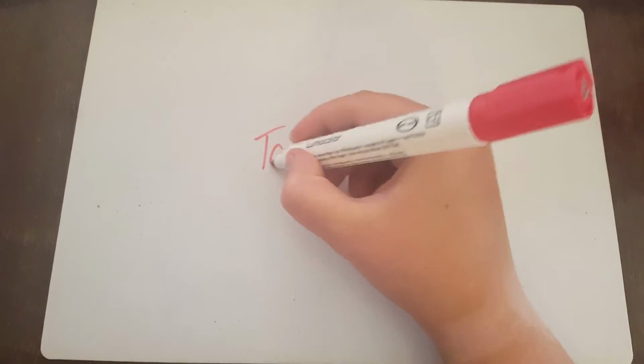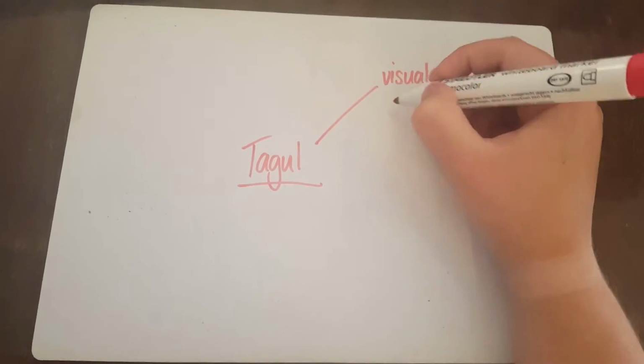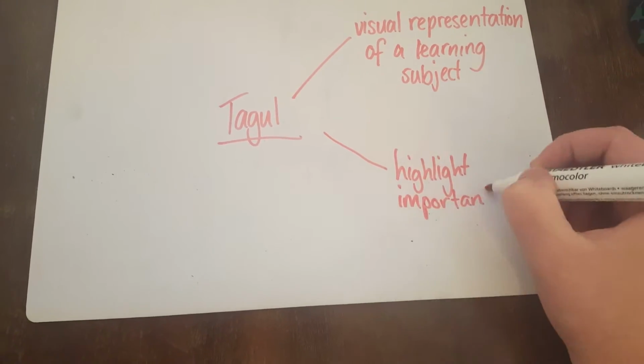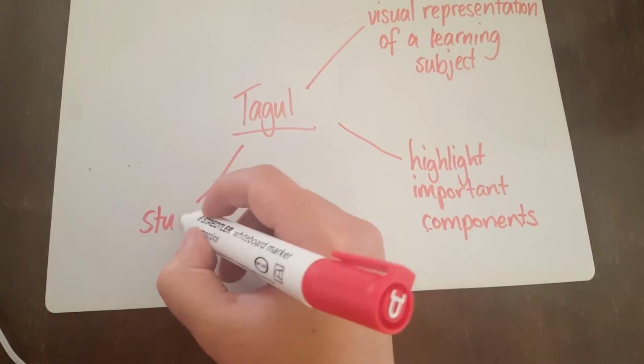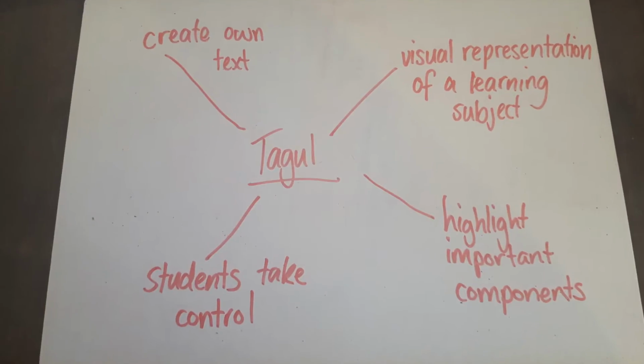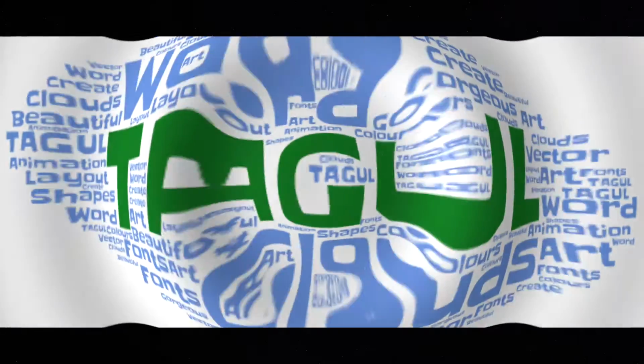Yeah. I have chosen to explore this software as they have the chance to create a visual representation of a particular learning subject. Students are able to highlight important components of a learning area. Taggle is a great classroom tool that allows students to take control of their learning and to create their own text. This software is a great way to assist visual learners as well as diverse learners.